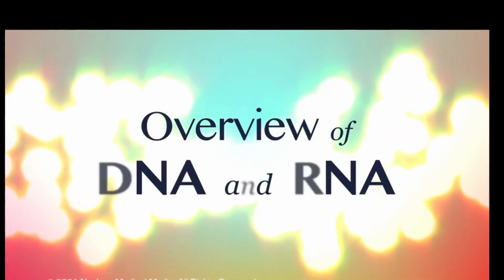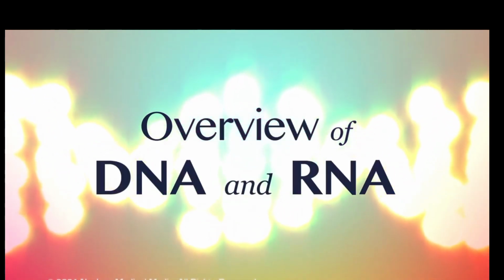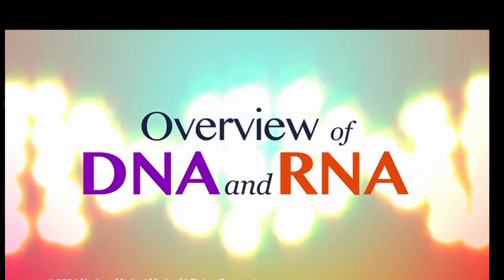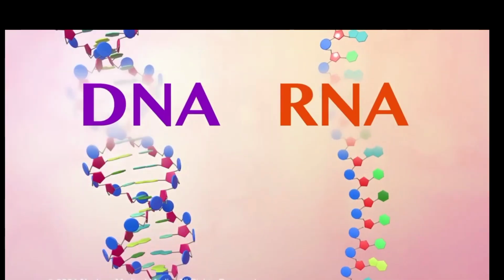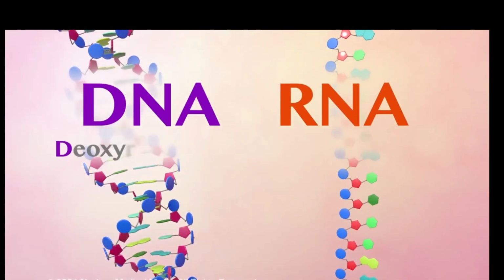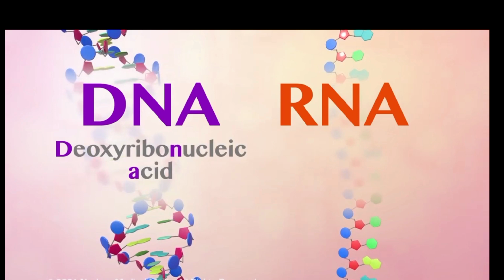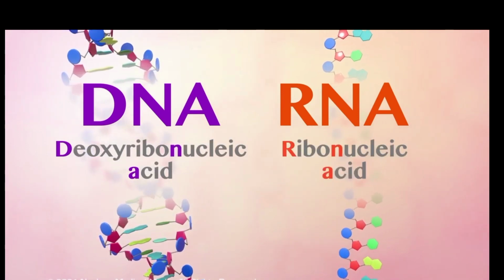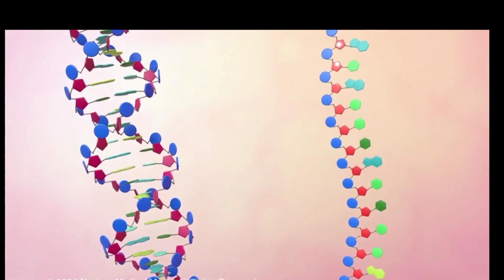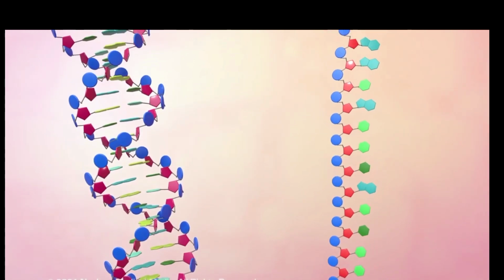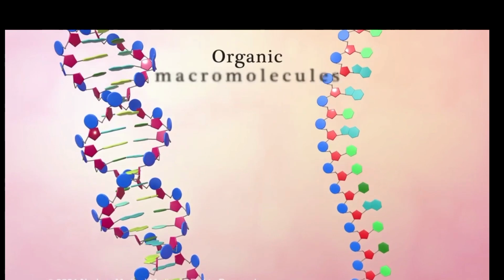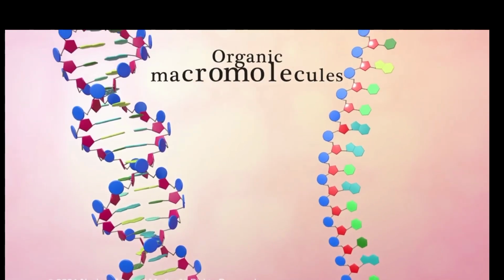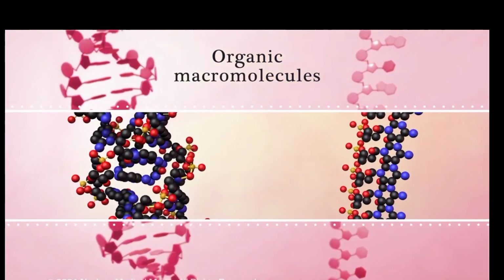Today, we're going to be talking about the only two types of nucleic acids that exist, DNA and RNA. DNA stands for deoxyribonucleic acid, and RNA stands for ribonucleic acid. As nucleic acids, both DNA and RNA are long organic macromolecules, which means they are very large molecules that contain the element carbon.